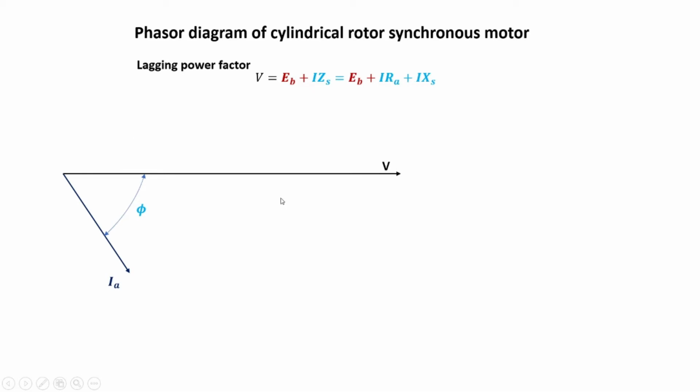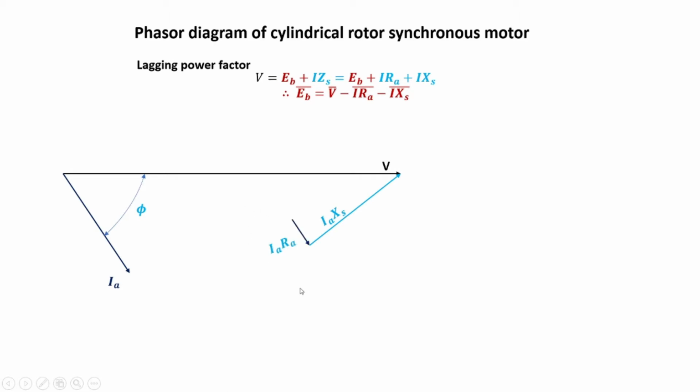From this phasor diagram, we need to find out EB. What is EB? The EB vector is equal to the terminal voltage vector minus this drop. So from the voltage phasor, we need to subtract the I into XS drop and the I into RA drop in order to obtain the EB phasor. First, consider the I into XS phasor. It leads the armature current by an angle of 90 degrees. So this phasor needs to be subtracted from the terminal voltage. Then we subtract the I into RA phasor, which is drawn parallel to the armature current.